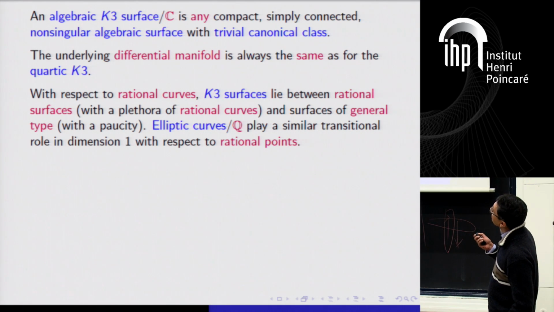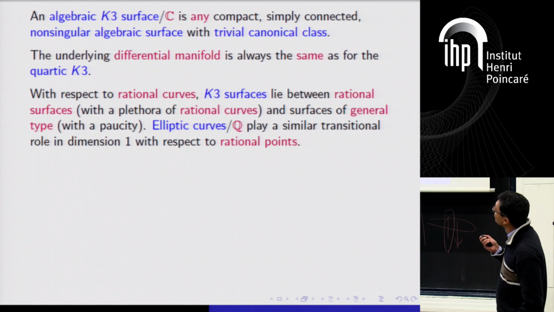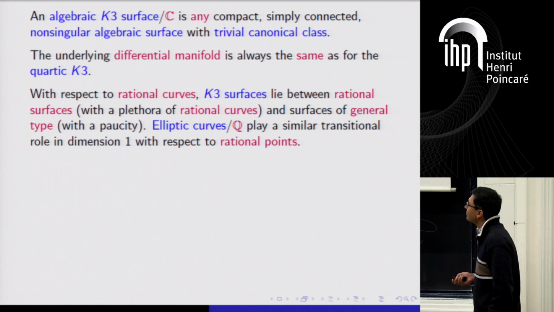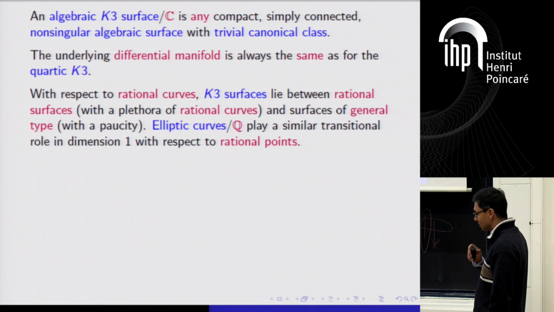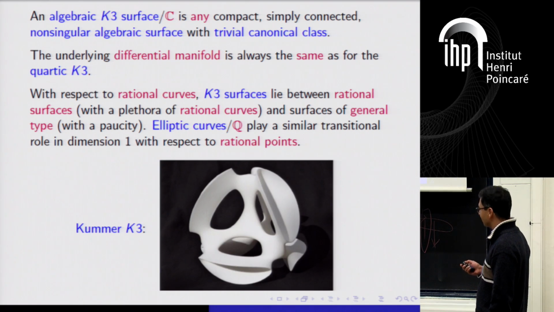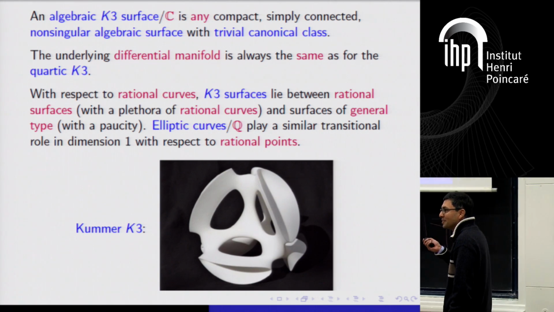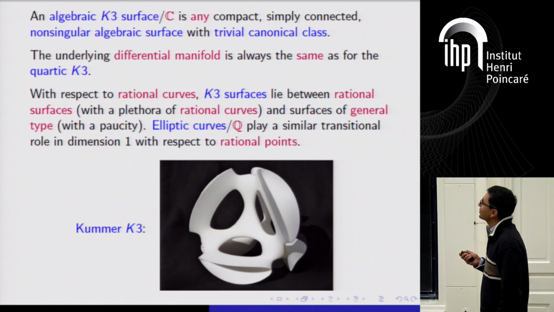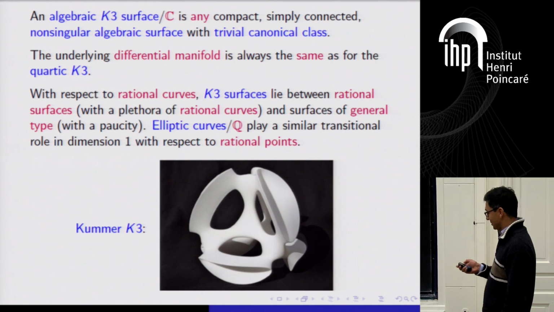And these elliptic curves play a transitional role for the Q points that K3 surfaces play for the rational curves. So since I've shown you pictures of the quartic and the cubic, then I show you one of the K3. This is a Kummer K3, a particular K3 surface. Of course, when I show these things, these are the real points of some K3 surface. This is actually a 3D printed model that's commercially available. I have one in my office.